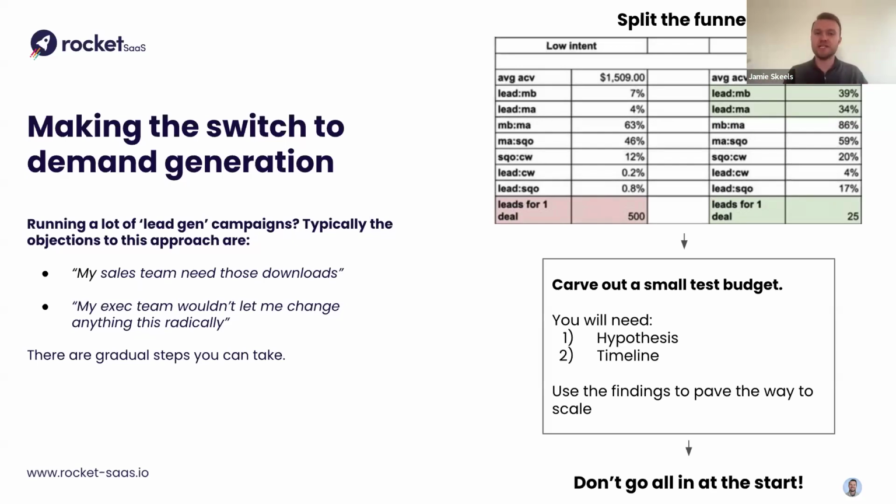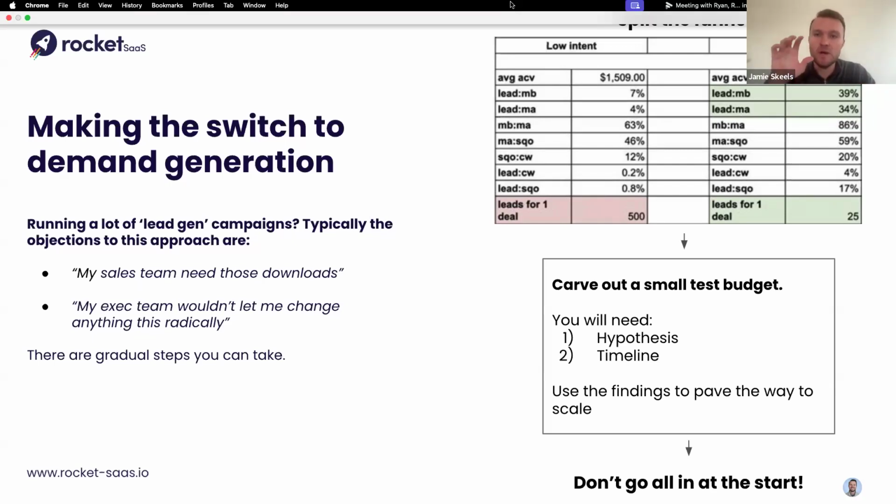Both very reasonable objections. But I think the process that Cognism followed can be really helpful for other businesses as well. And it's a very gradual approach. So the first thing they did was splitting the funnel and doing a split the funnel analysis.